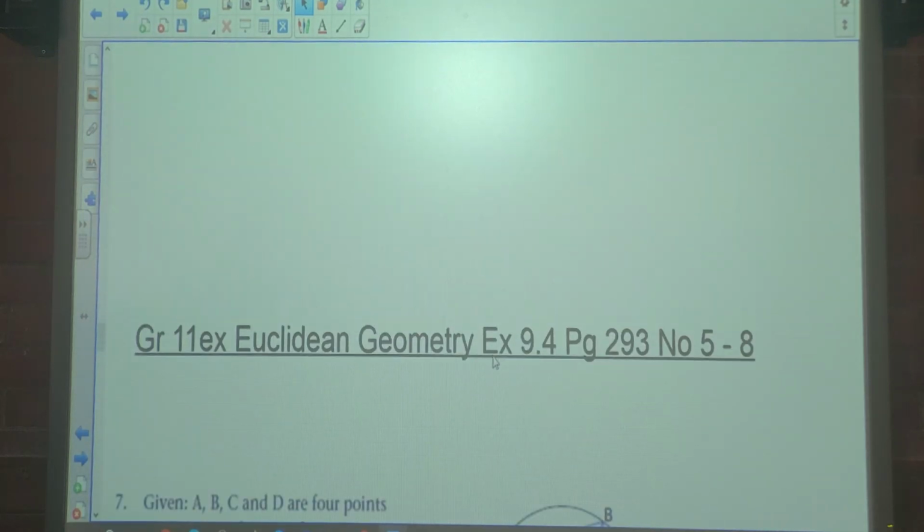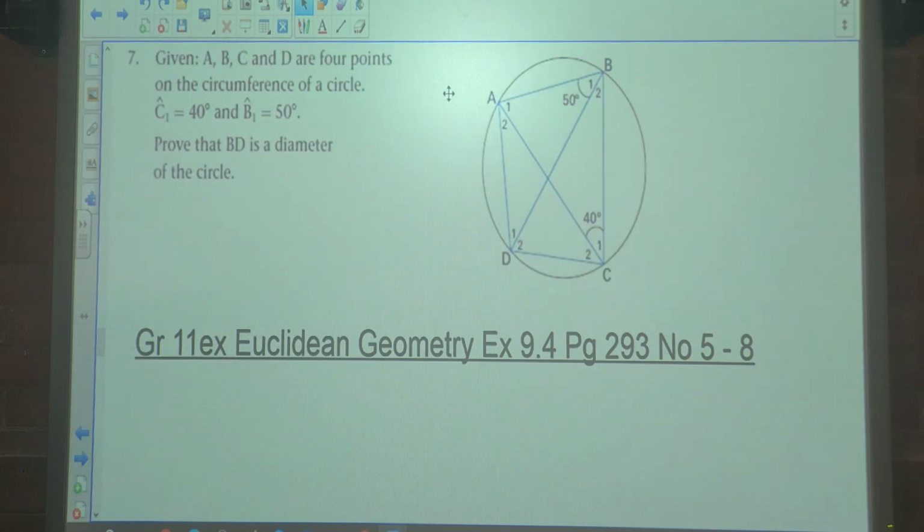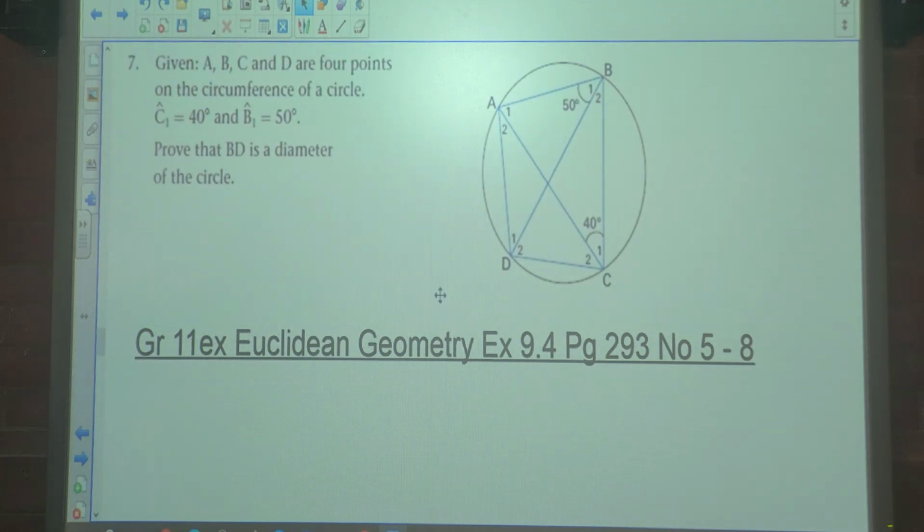Seven. Given A, B, C, and D are 4 points on the circumference of the circle, angle C1 is 40 degrees. So if C1 is 40, what other angle is 40? D1. Why? Angles in the same segment. Angle B1 is 50. Which other angle is 50? C2. Why? Angles in the same segment. What's 40 plus 50? 90.